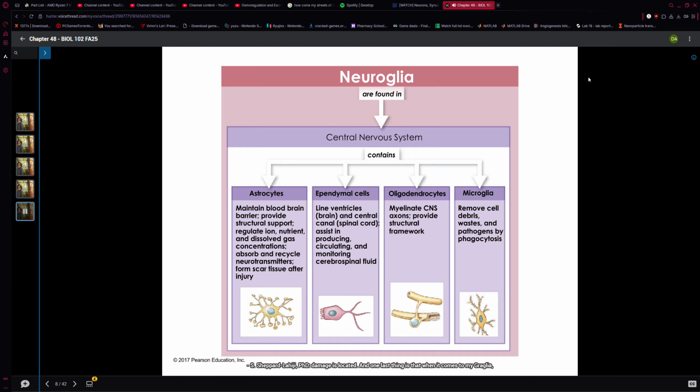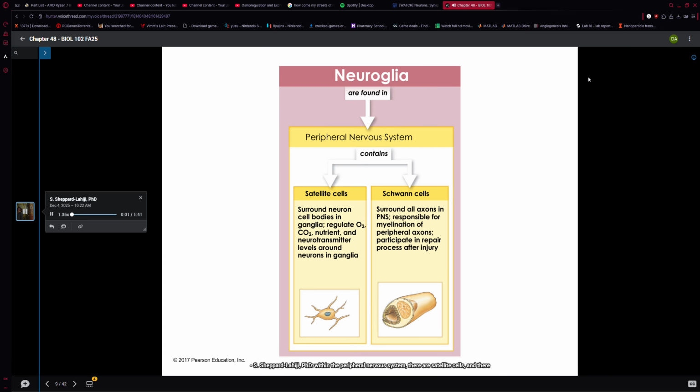And one last thing is that when it comes to microglia, their presence here is important because the cells of the immune system that you've previously learned have really limited access to the central nervous system. So there's a reliance upon these types of supportive cells in order to achieve these events. Within the peripheral nervous system, there are satellite cells and there are Schwann cells.